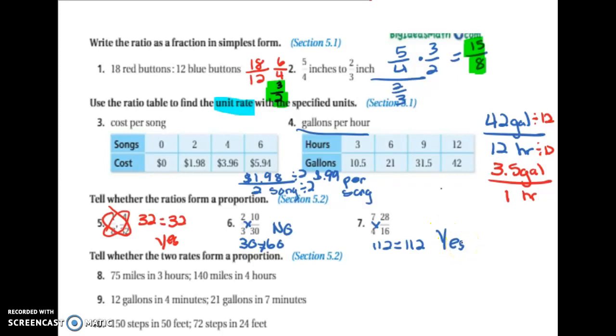All right, now to figure out whether these two rates form a proportion, you are doing the exact same thing that you did up here, except they're not going to give it to you written out. So this first one says 75 miles in 3 hours. This one says 140 miles in 4 hours. The big thing here is make sure that you keep miles on top and hours on bottom. Don't flip-flop them because then it's not actually a proportion. Then you multiply across.